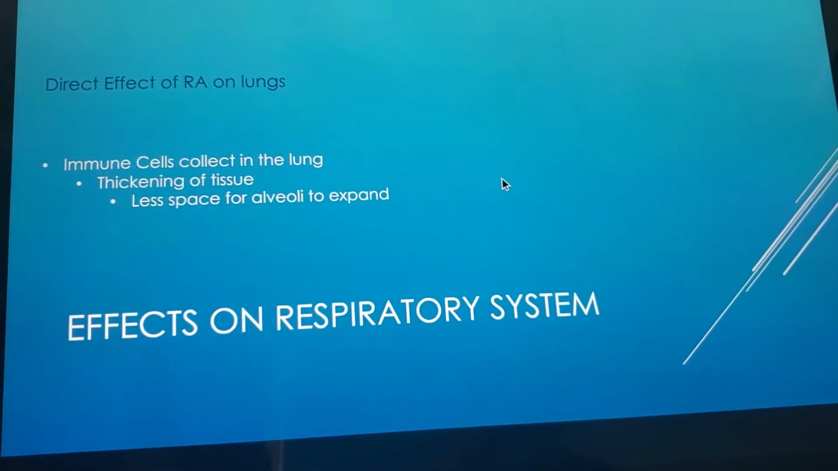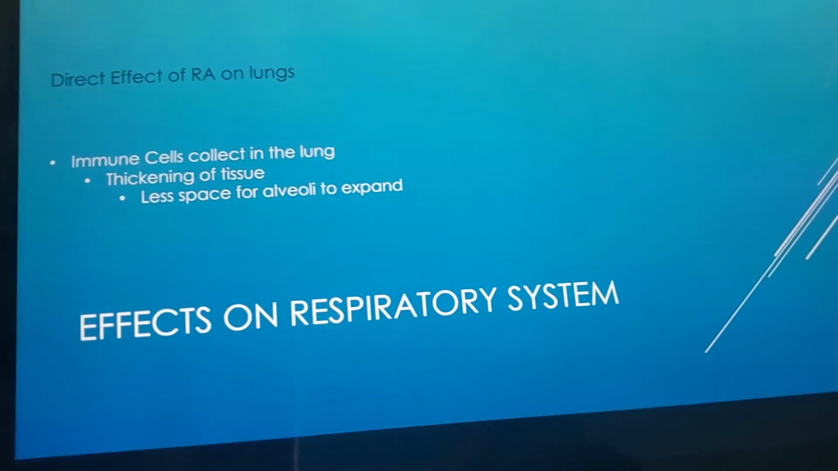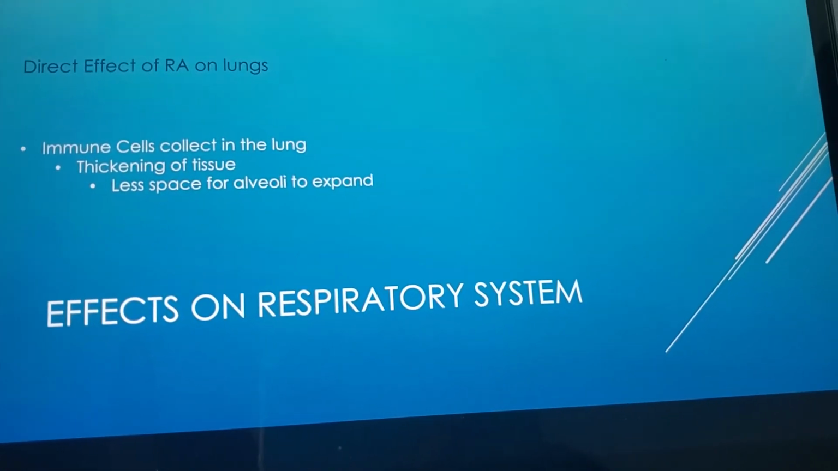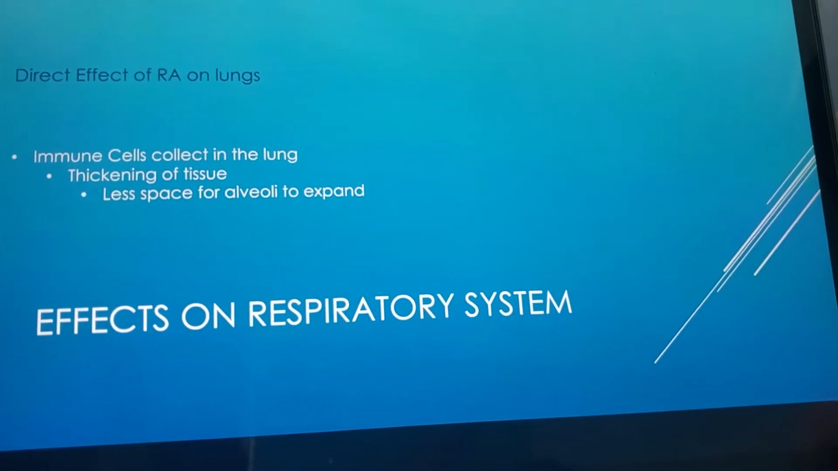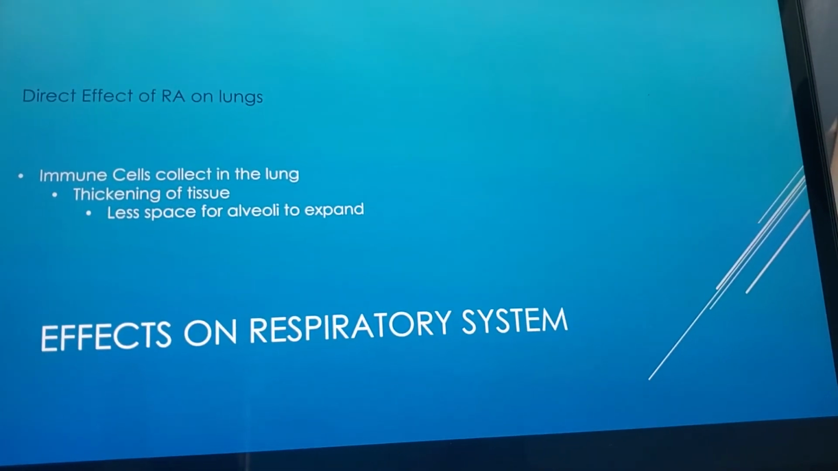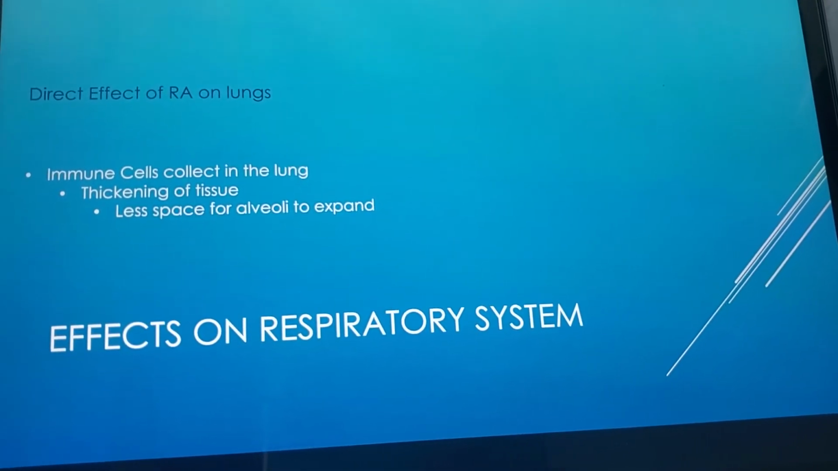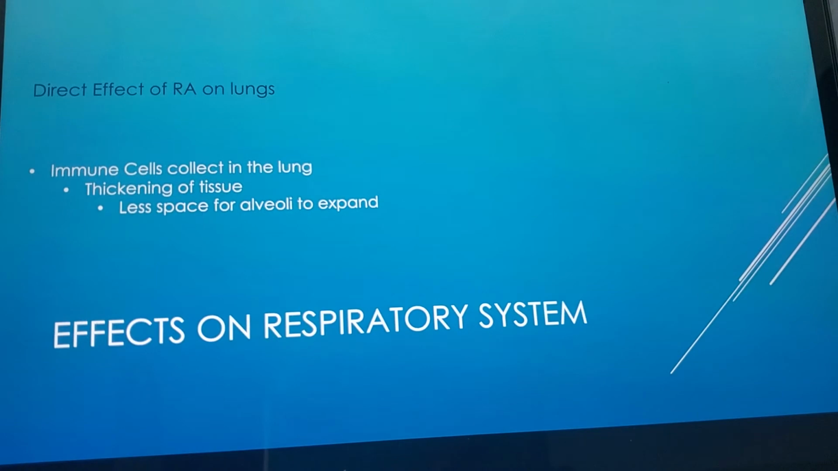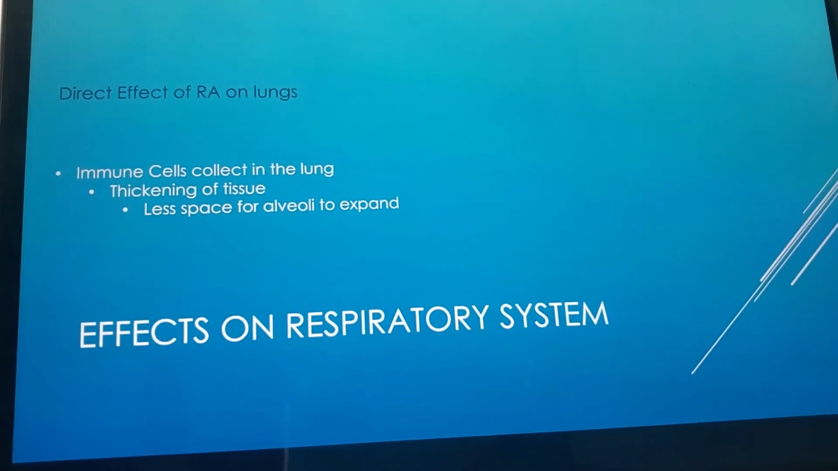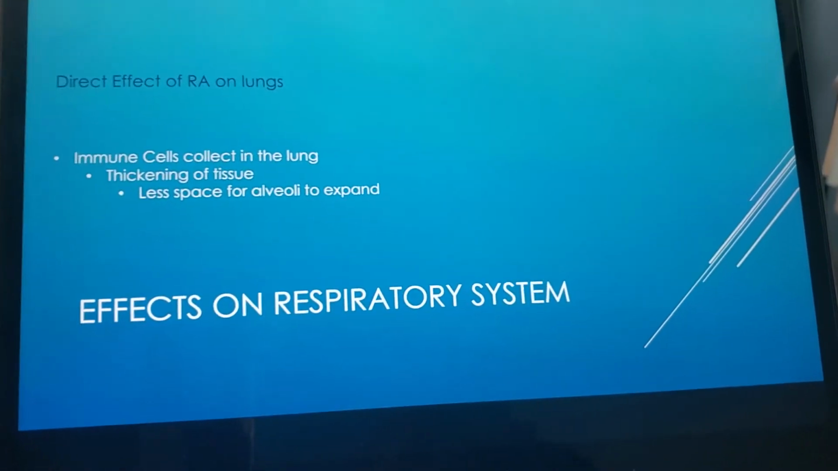Okay, so just like I just talked about, whenever rheumatoid arthritis affects the lungs, basically the immune system sends these antibodies down to the lungs, and the immune cells collect in the lungs, which can thicken that interstitial tissue, and that leaves less space for the alveoli to expand. And that can cause, basically, a restrictive disorder.